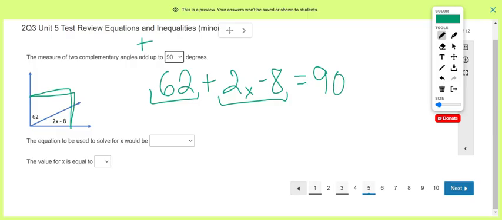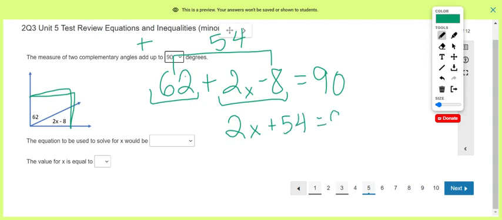So now we have our equation, but we have like terms. We have 62 minus 8, which is 54. So we can simplify and rewrite this expression. So we have 2x plus 54 is equal to 90. Now we solve it like a two-step equation, which it is.